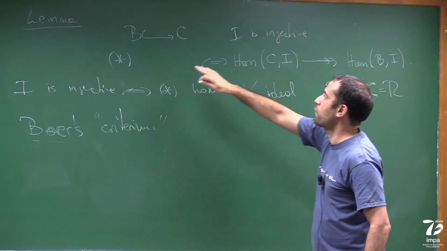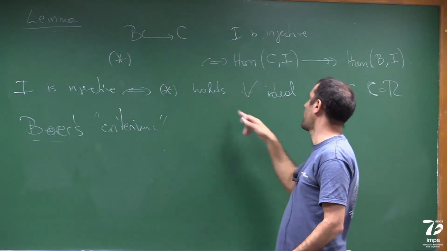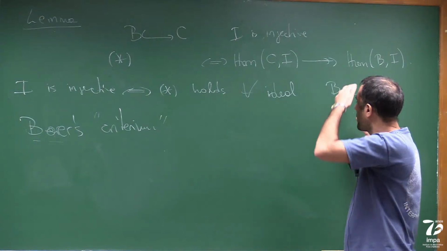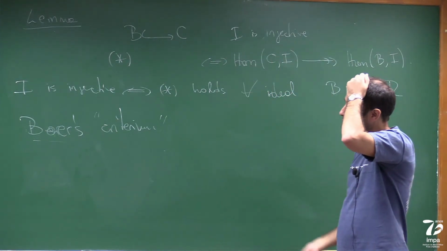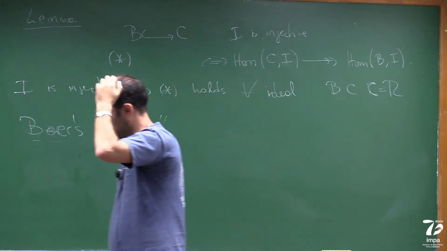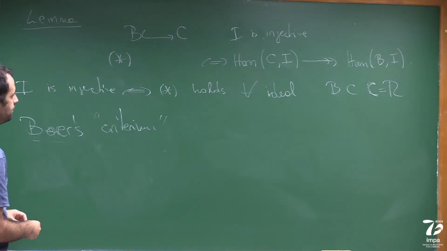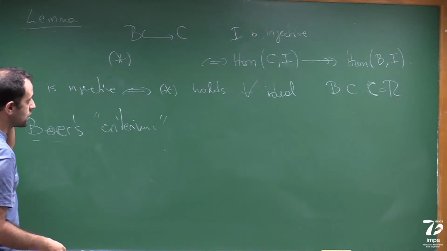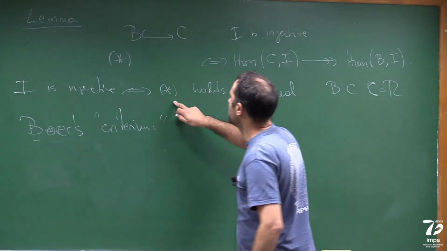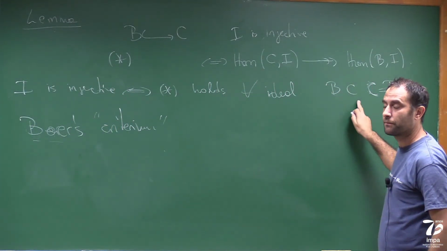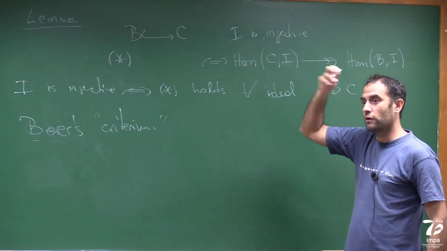If it holds for arbitrary modules, then it's going to hold for ideals. So now we need to check that if it holds for ideals, then it holds for arbitrary modules. And this is non-trivial enough that it requires Zorn's lemma. Okay, so let's suppose that this star holds for an arbitrary ideal. Now I want to prove that it's going to hold for arbitrary modules.